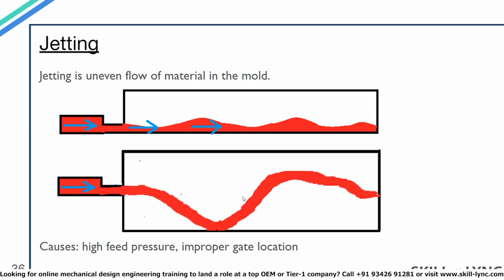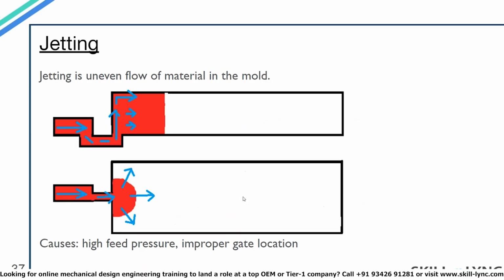many internal defects. So if we have a case where jetting may occur, then we can either increase the gate area or change the position of the gate, as you can see in this diagram, so that a more uniform flow occurs throughout the cavity.